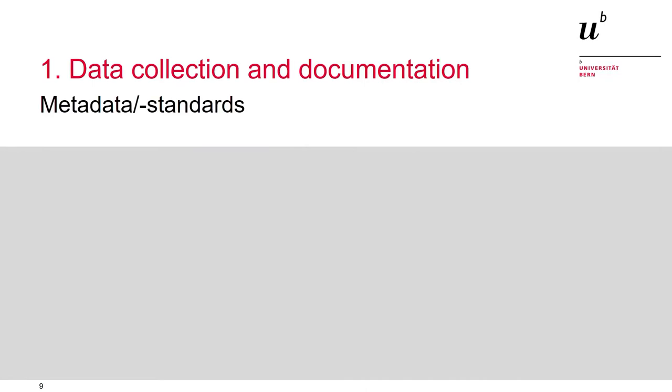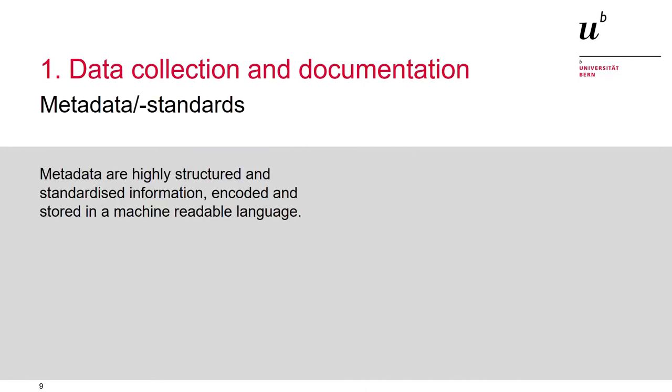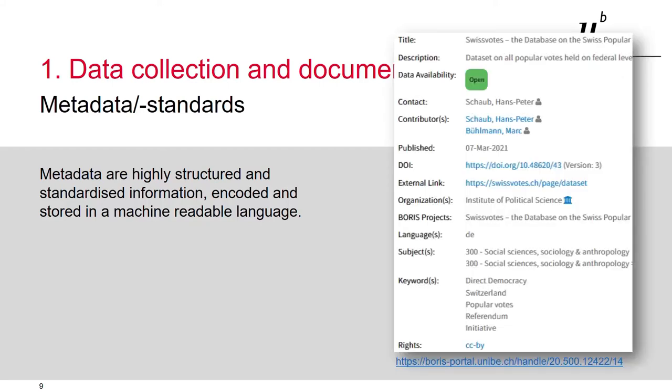Let's have a deeper look at metadata. In comparison to README files and codebooks, metadata are highly structured and standardized information stored in a machine-readable language. General common metadata standards are Dublin Core or DataCite. But there are also a lot of community-specific metadata standards. You can find details about different metadata standards on fairsharing.org. For example, the institutional repository of the University of Bern, Boris Portal, uses Dublin Core as metadata standard.